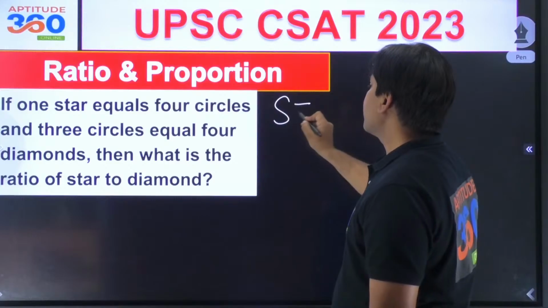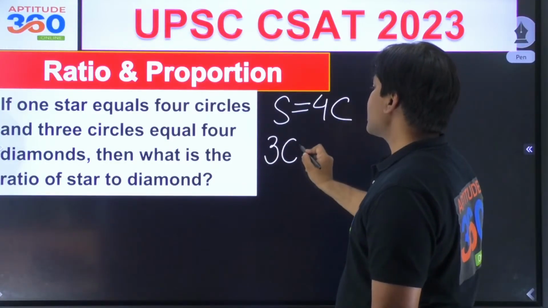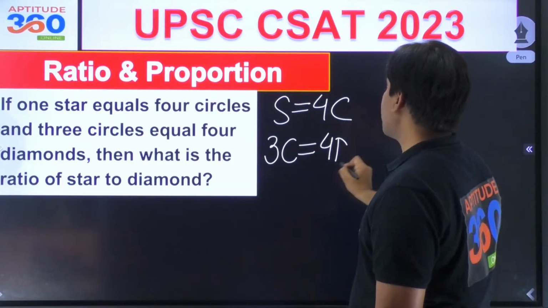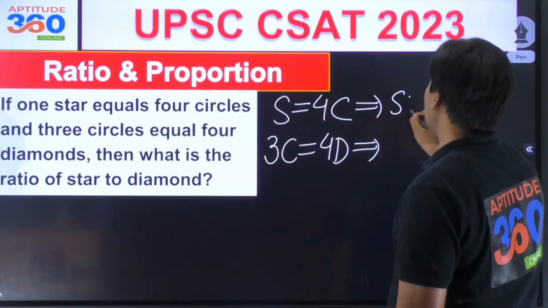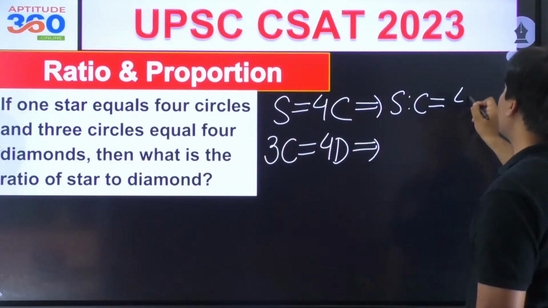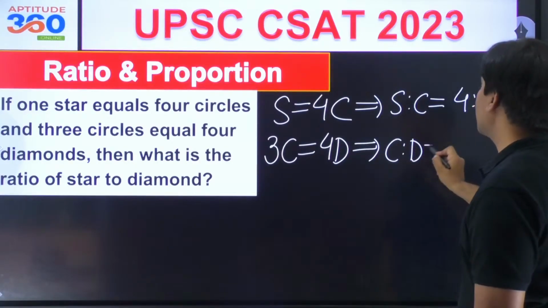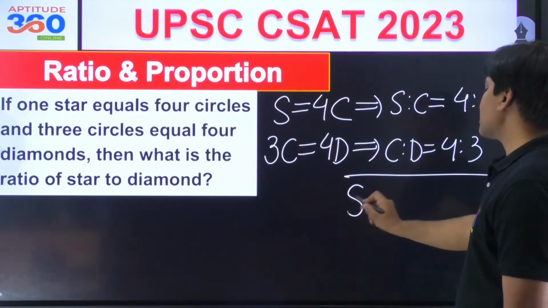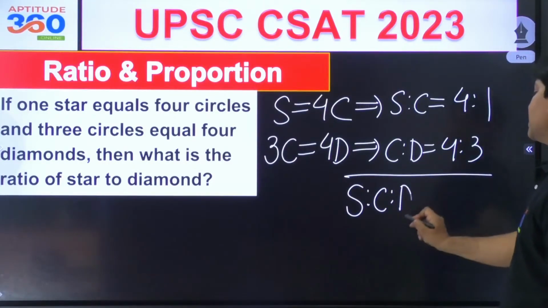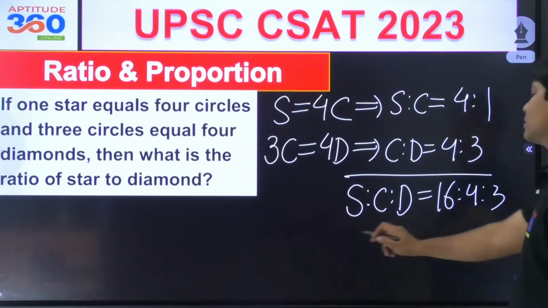1 star equals 4 circles and 3 circles equals 4 diamonds. So from here I can say that star to circle is 4:1 and circle to diamond is 4:3. So how do you find star to circle to diamond? That is 16 and then 4 and then 3.